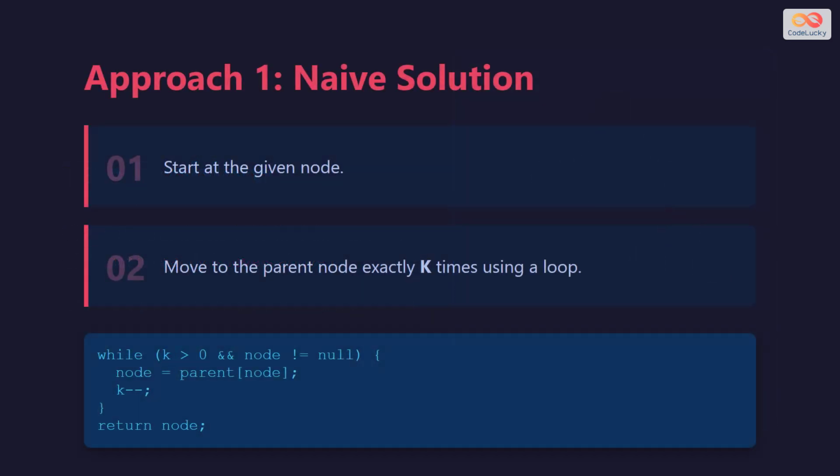The most intuitive way to solve this is the brute force or naive approach. We simply start at our given node and move to its parent. We repeat this process exactly k times using a simple loop. If we reach the root before completing k steps, we know the ancestor doesn't exist.